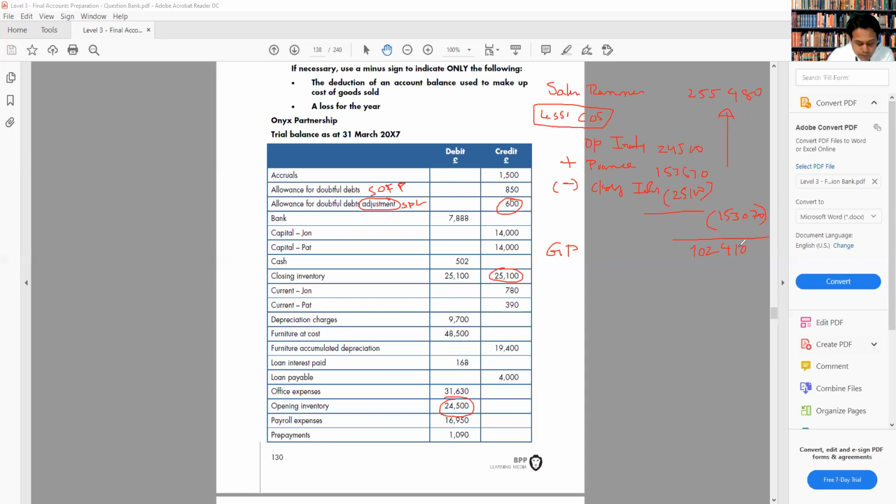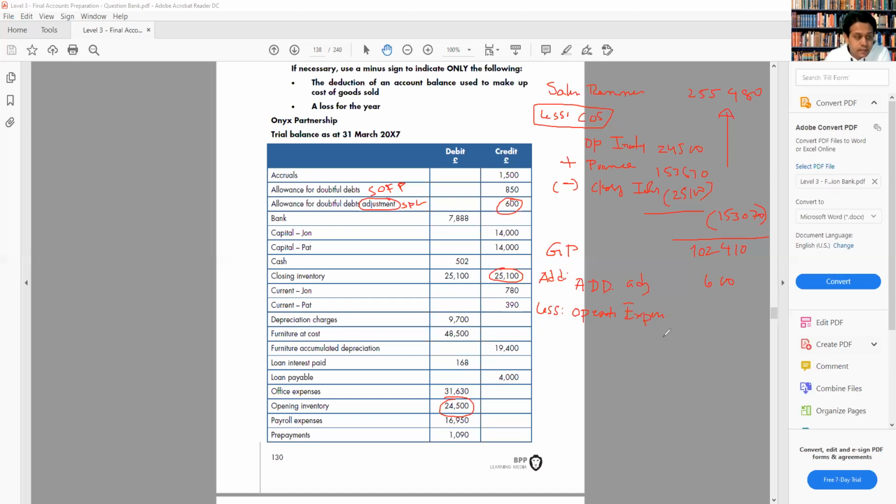And after the gross profit, we need to add any disposal or any allowance for doubtful debt adjustment. You don't have any disposal, so you're only going to add the allowance for doubtful debt adjustment, 600. All right, now we need to minus all these operating expenses. So less operating expenses, and let's start with that.